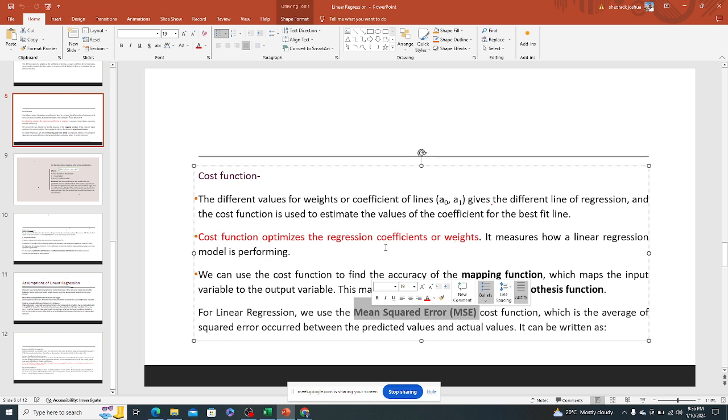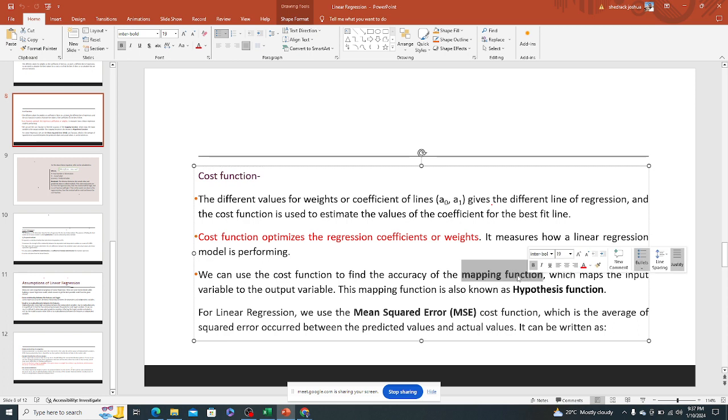Okay, so the cost function optimizes the regression coefficients or weights. It measures how a linear regression model is performing. We can use the cost function to find the accuracy of the mapping function. Of course, the mapping function is more of the hypothesis, that is a function. You can go and Google what this mapping function is, and you will see what it is.